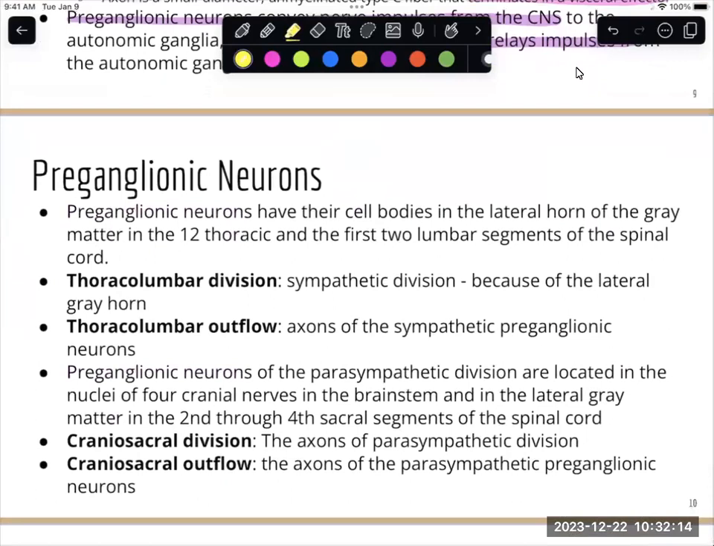So let's look at our preganglionic neurons. Again, their cell bodies are going to be in the lateral horn of the gray matter in that spinal cord. It is found in the 12th thoracic and the first two lumbar segments. So this is the thoracolumbar division. This thoracolumbar division is our sympathetic neurons.